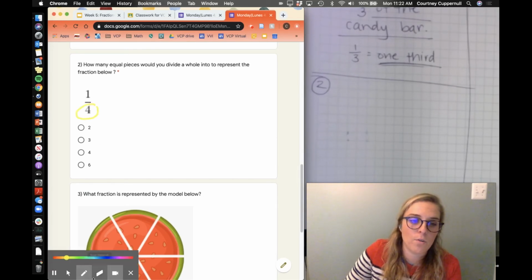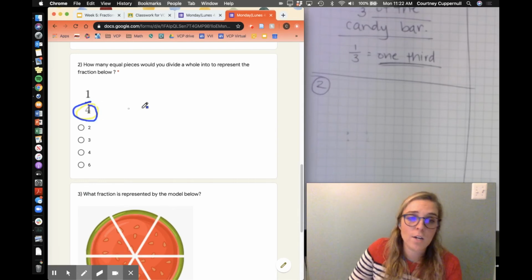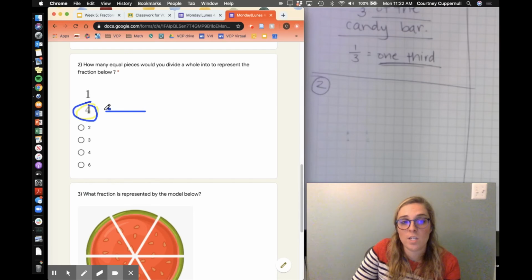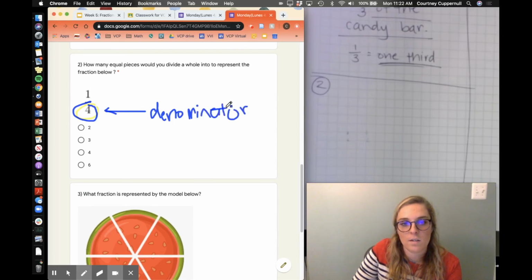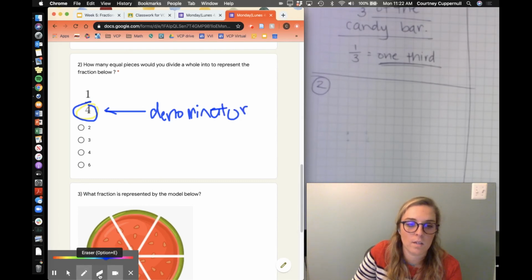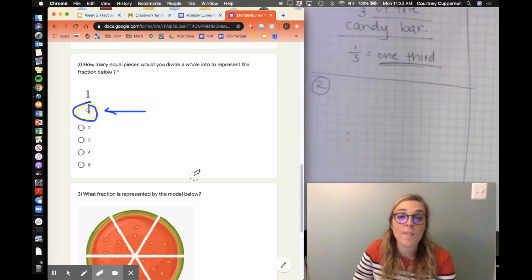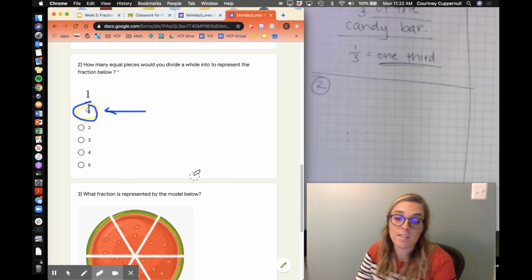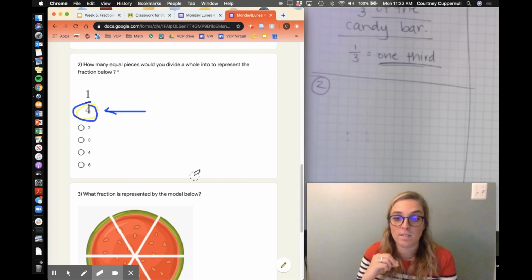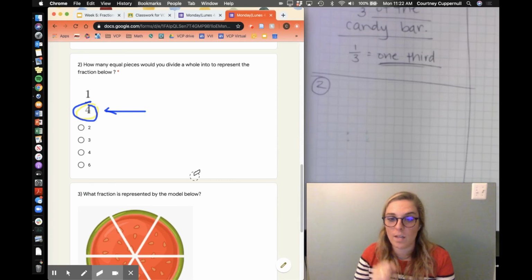Reminder, the denominator, I know yellow is kind of tough to see, we'll do it in blue. We know the denominator, that digit there, tells us the amount of pieces in the whole.